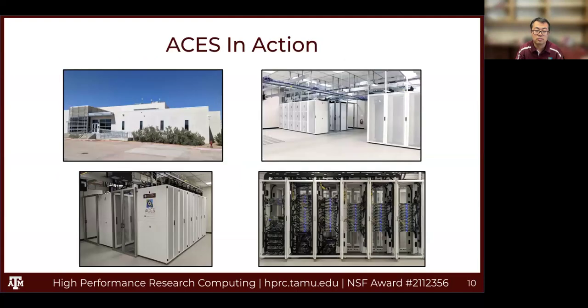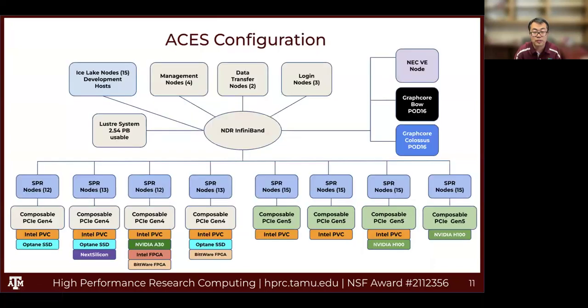So this is another thing. This is where the ACES computing cluster is. This is actually our West Campus data center. And there are also some pictures at the front and back of the ACES computing cluster. You can see the racks and also the networking of this computing cluster. So, just to give you an intuitive look at the ACES computing cluster.